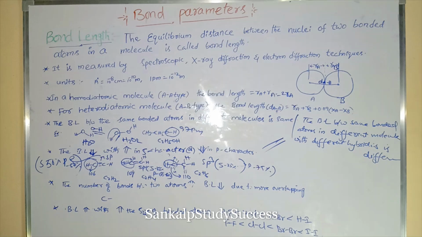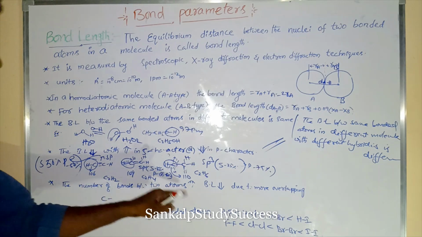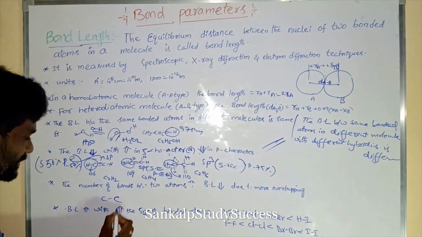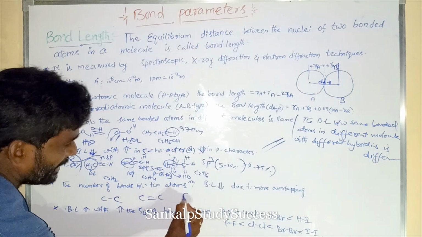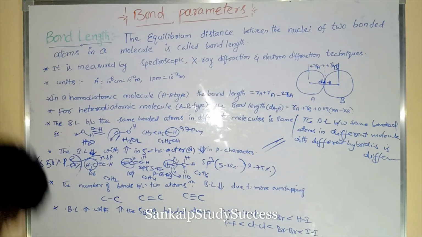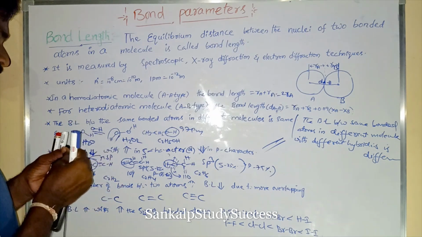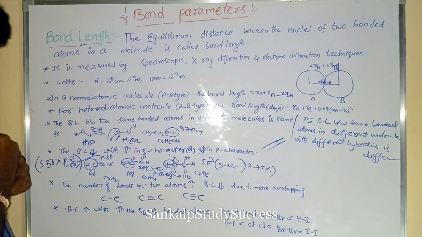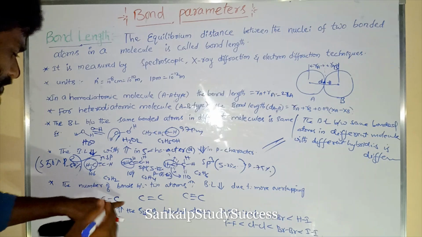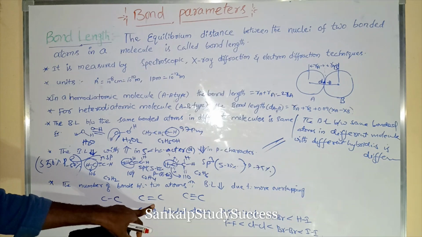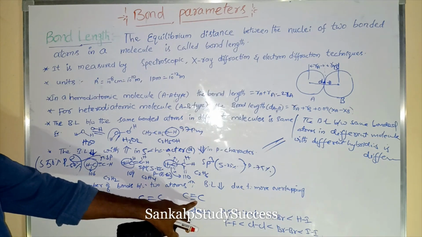Okay, next goes to another point. What is that? As the number of bonds between the two atoms increases, the bond length decreases. Suppose we take ethane and acetylene. This is ethane, containing a C single bond C. This is ethene, containing a double bond, and this is acetylene, containing a triple bond.